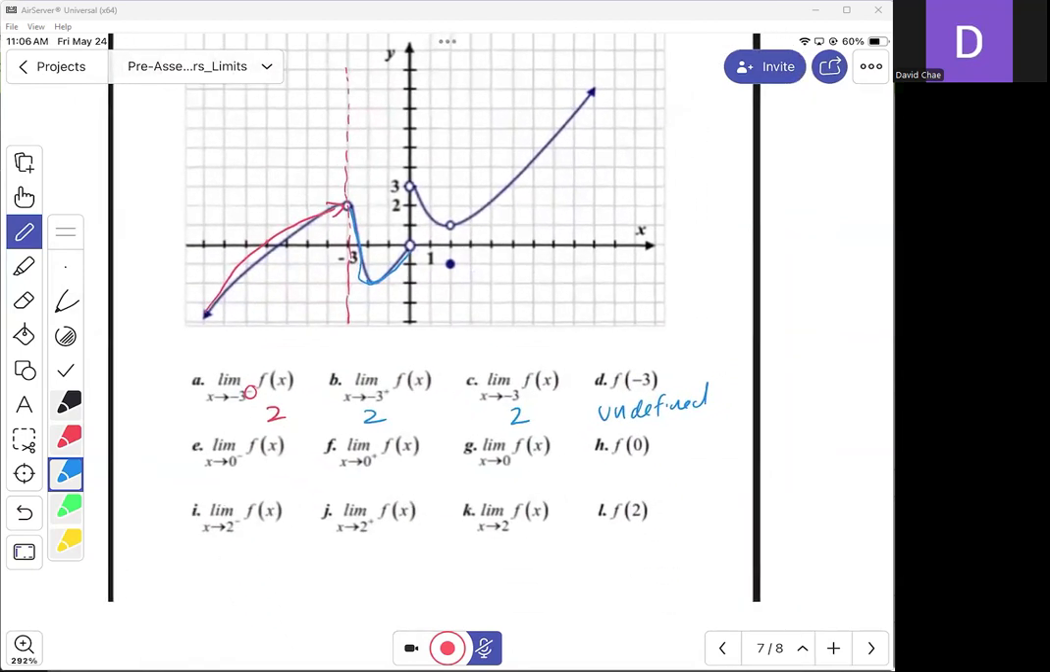Letter E, let's go to 0 now. As x approaches 0, I'll do that in green. Here's 0. From the left, you see that arc? What's the y value as x approaches 0? 0, good job. As x approaches 0 from the right, it's what? 3, good job. What's the limit as x approaches 0? D and E, good job. The f of 0 is what? Undefined.